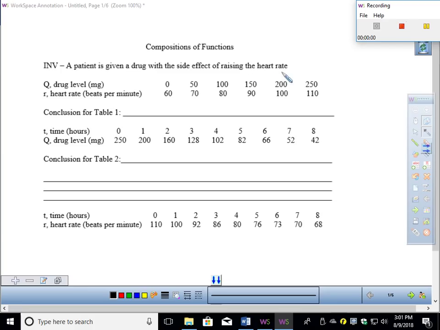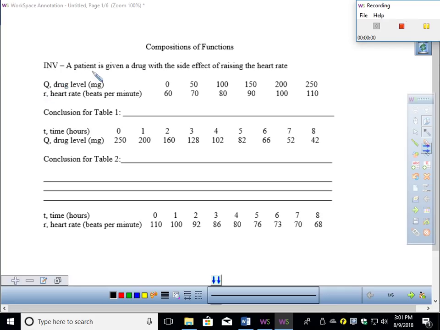What we're going to have is some variable quantities that we're going to compare. Two variable quantities related together, with some values distributed in a table off to the side. We're going to have the drug level and the heart rate. Just think about the scenario for a moment. These would be two variable quantities that relate together in this situation.